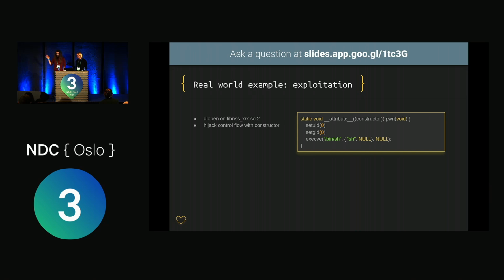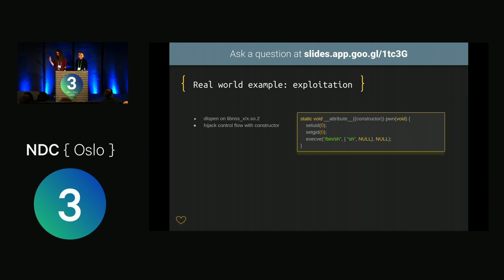Yeah, so this is how our shared library will look. It's a very, very simple piece of code. The only thing we're doing is setting the user ID and GID to 0. And this is root's user ID. So this basically gives us root privileges. And then we start a shell with execve. That's how we launch processes on Linux.